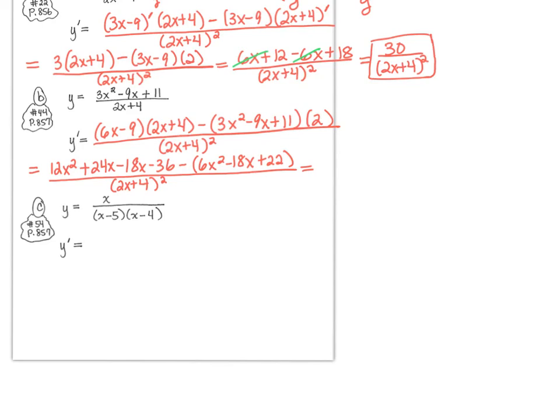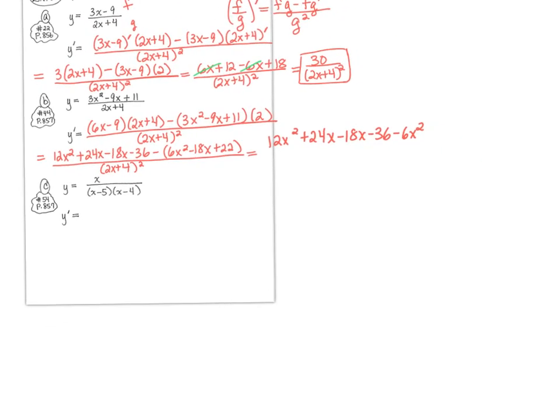So what did you do? This is a quantity here. Oh, sorry, I distributed the negative 1. So distribute that negative 1 here, right? And then you get 12x squared plus 24x minus 18x minus 36 minus 6x squared, running out of room, plus 18x minus 22 all over the quantity 2x plus 4 squared.